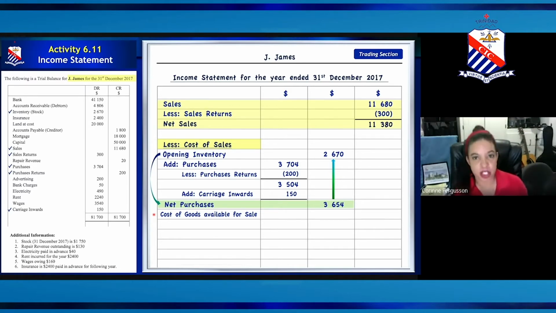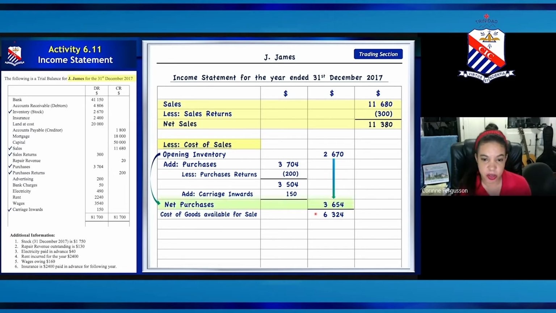Because you had opening inventory, you purchased inventory, you now have a net purchases figure. So this total amount, which is your opening inventory, add your net purchases, gives you the cost of all the goods that are now available for you to sell. And that figure is the 6,324, which is this figure right here.